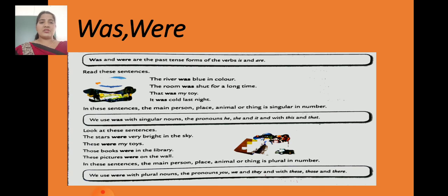So look at this sentence, children. The stars were very bright in the sky. These were my toys. Those books were in the library. These pictures were on the wall. In these sentences, if you will see, the main person, place, animal or thing is plural in number. So we use were with a plural noun, the pronouns you, we and they, and with these, those and their. So children, keep in mind that was we use with a singular noun and were we use with a plural noun. But both was and were are used in the past tense form.